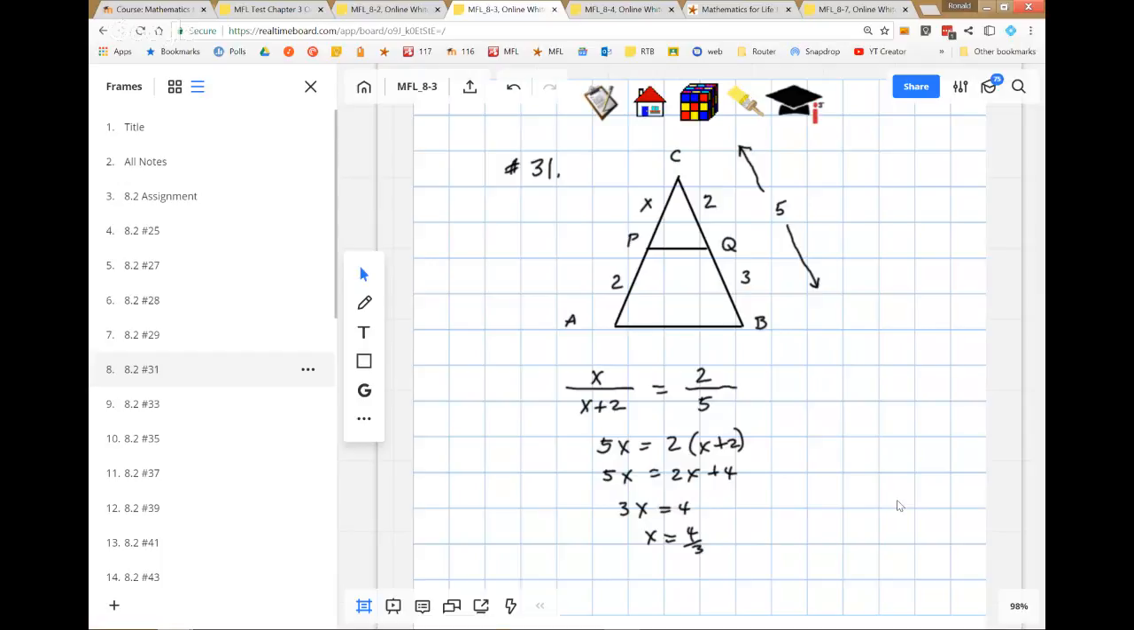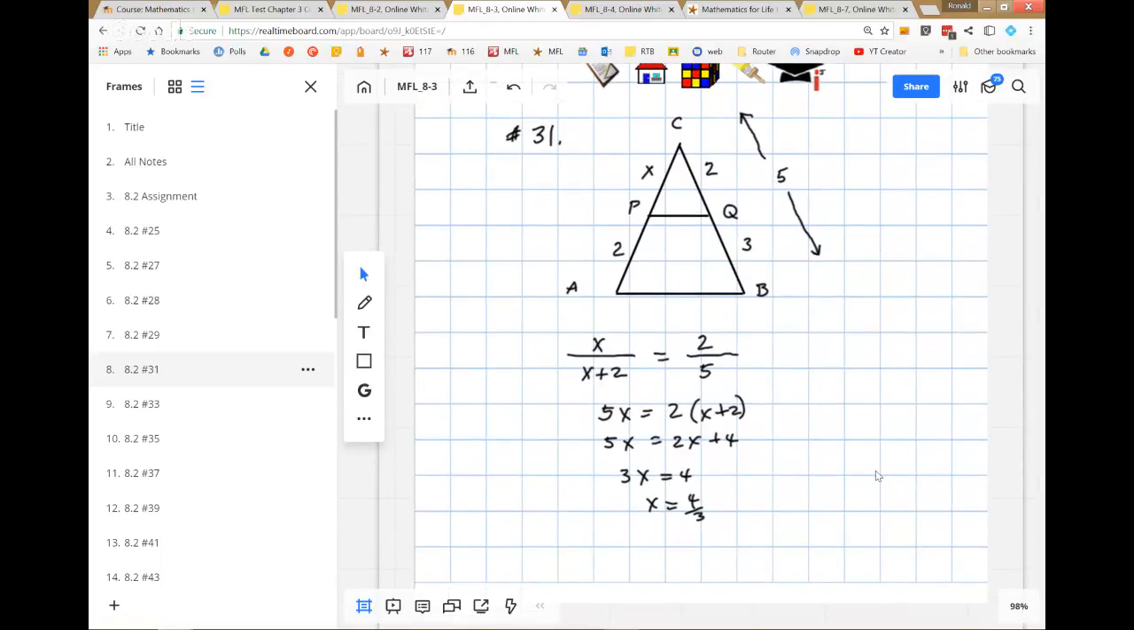Here again, the left side of the little triangle, X, is to the left side of the big, X plus 2, as the right side of the little, 2, is to the right side of the big, 5. That makes sense. And then cross multiply. Remember, watch out for the distributive property. Solve for X. X turns out to be 1 1/3 or 4/3.